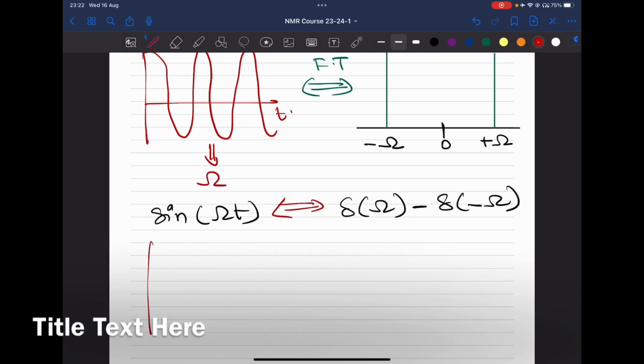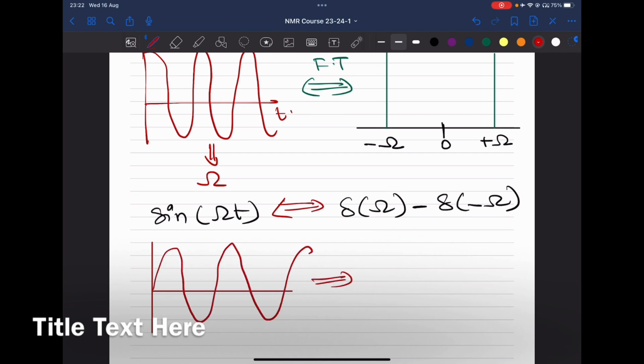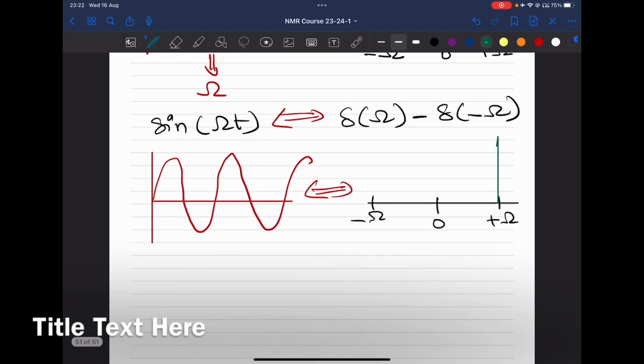Let's draw it. Sine function starts with 0 and keeps oscillating. And that's going to result in a frequency domain spectrum. Here as well, you're going to get a signal at plus omega and minus omega. The only difference being the signal in plus omega is positive, the signal in minus omega will be negative.